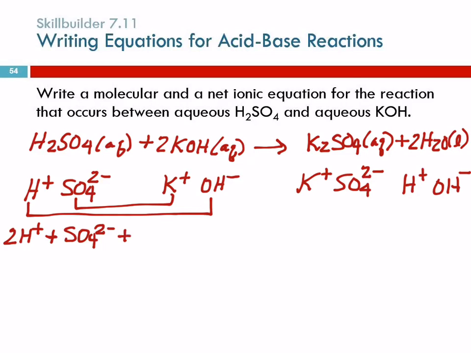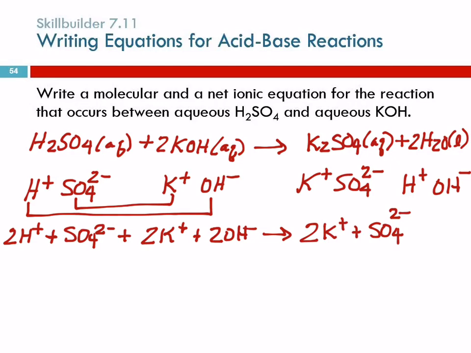And then KOH, do we separate that into ions? Yeah, it's got aq as its state symbol. So there are 2 potassiums and 2 hydroxide ions. So 2 K plus, 2 OH minus. How about K2SO4? Do we separate that into ions? Yes, we do. So in this formula, there's 2 Ks and 1 SO4. 2 K plus, SO4.